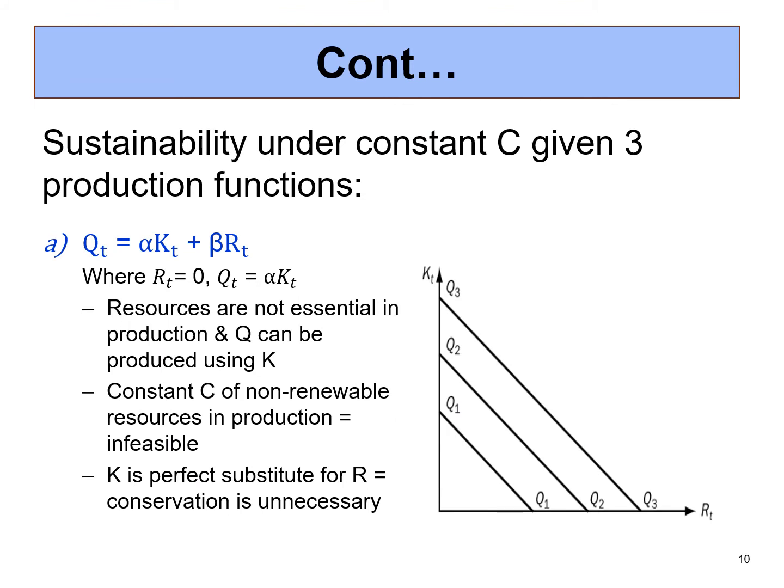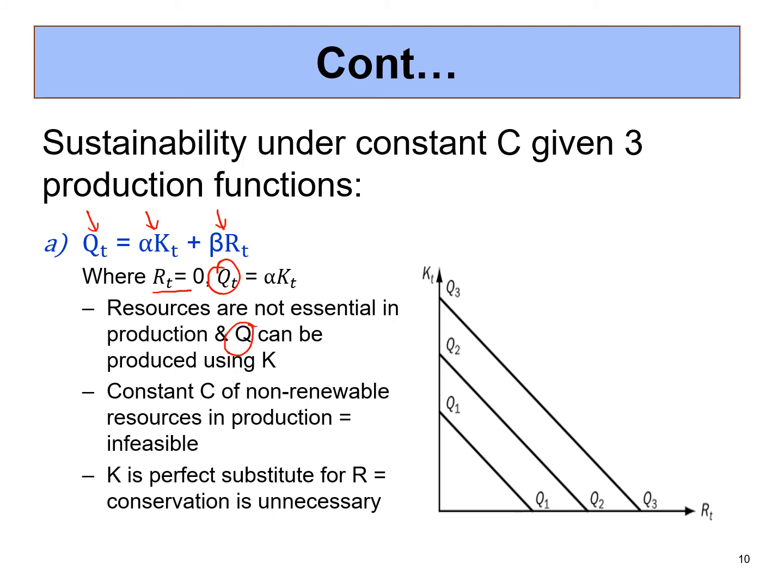Let's discuss the concept of sustainability using a few diagrams. So we are talking about sustainability under constant consumption given three production functions. The first production function we have is Q equals alpha K plus beta R. Q here is our output, K is our capital, and R is the natural resources. When R equals 0, our Q or our output equals alpha K, or alpha capital. What does it mean? It means that resources are not essential or not important here because our output can be produced using K or capital.